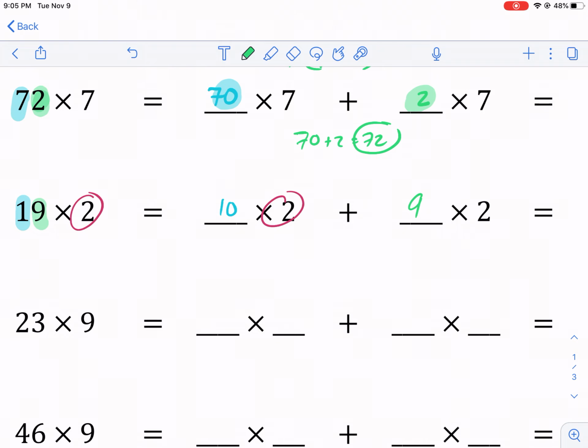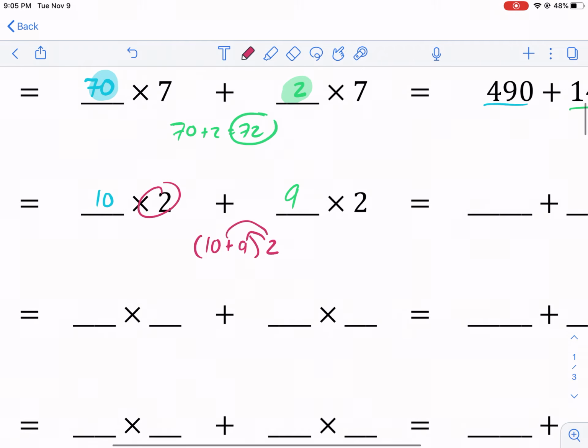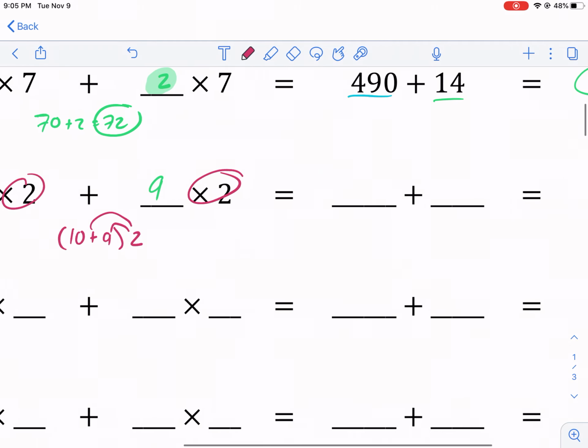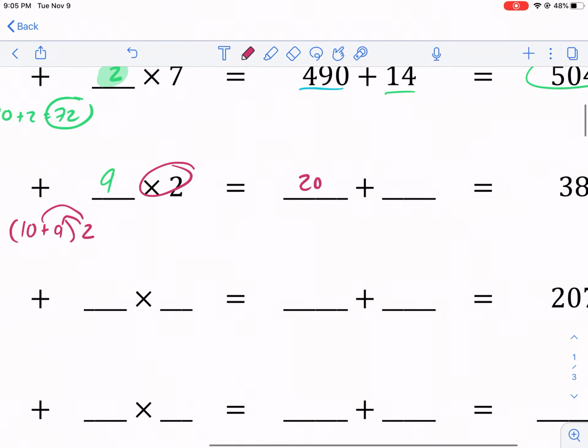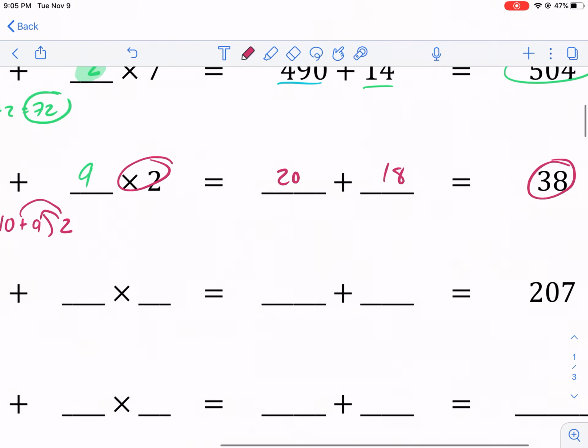Okay, again, I'm just trying to do this multiple times so you get it. If we have 10 plus 9, and we multiply that by 2, we multiply 10 times 2 and then 9 times 2, just as we have here. So we know 10 times 2 is 20. We know 9 times 2 is 18, and we add those two together, we get 38.